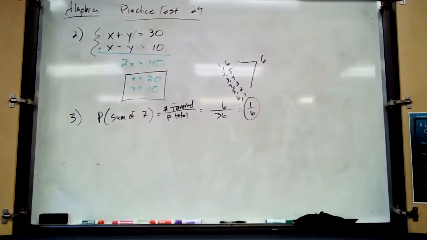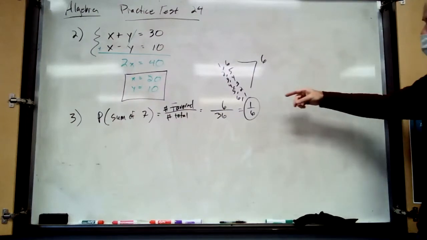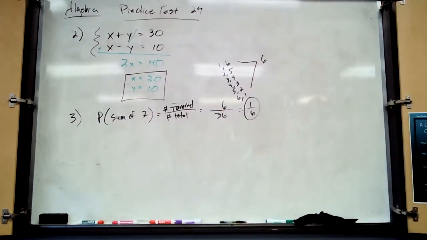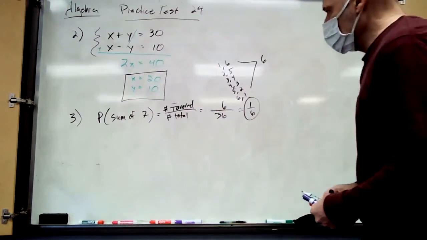Does it make sense? Yeah, 7 is the most probable number to roll. That makes sense because this is the only sum where you've got 6 different combinations out of 36. Now, if I said sum of 8, you would have 2 and 6, 3 and 5, 4 and 4, and then 5 and 3, and then 6 and 2. So you have 5. Close, but not quite as many as 7. Does that make sense? 7 is the most probable number to roll.